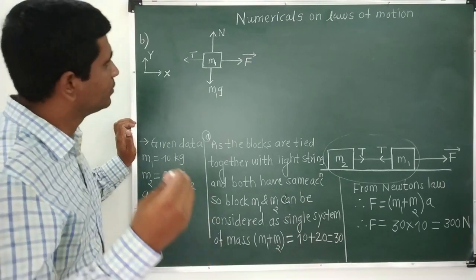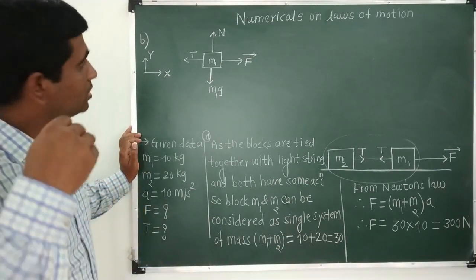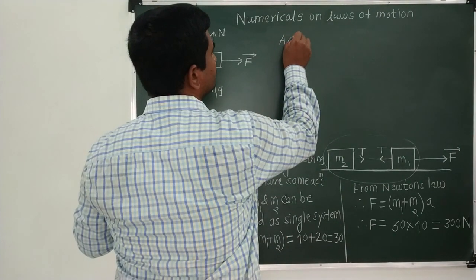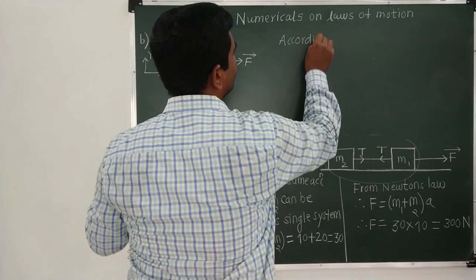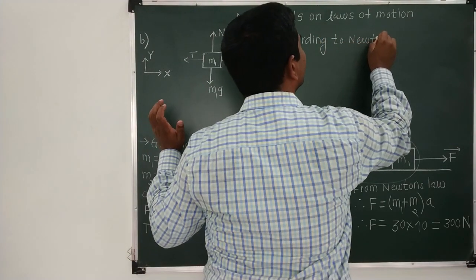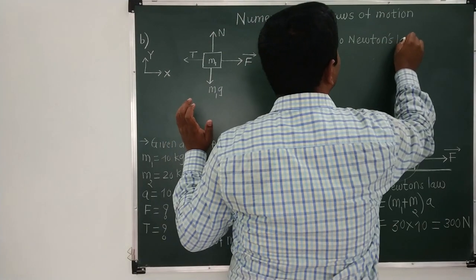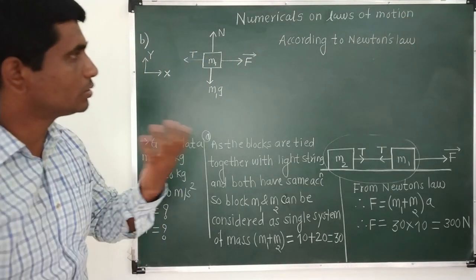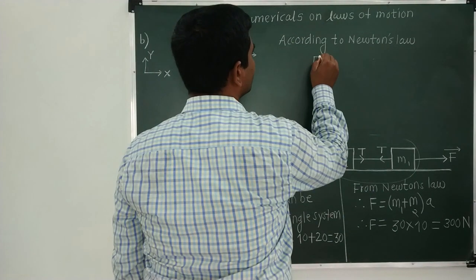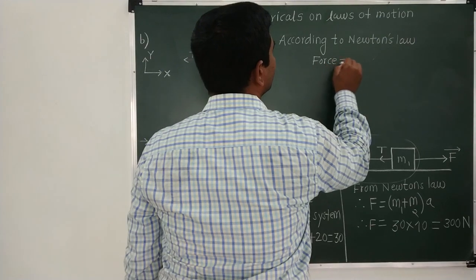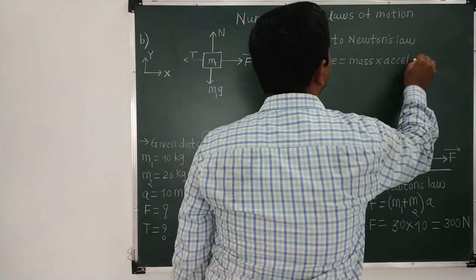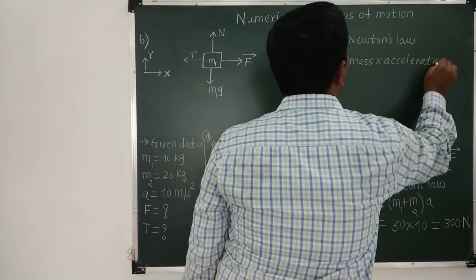Okay. Now we will first of all try to write the equation of motion applying Newton's second law. Now, what is Newton's law? Newton's law tells us force is equal to mass into acceleration. This is the simple statement of Newton's second law of motion.